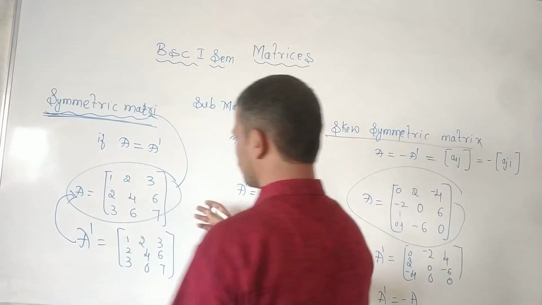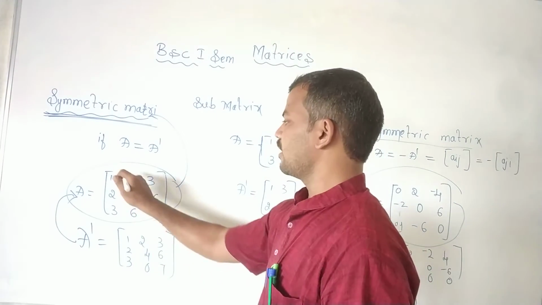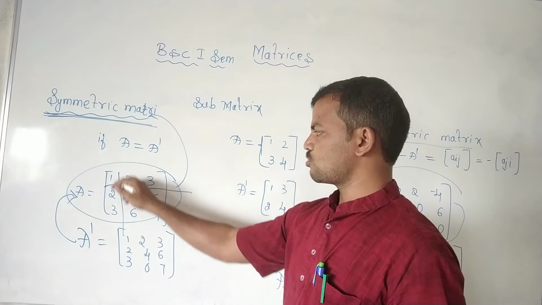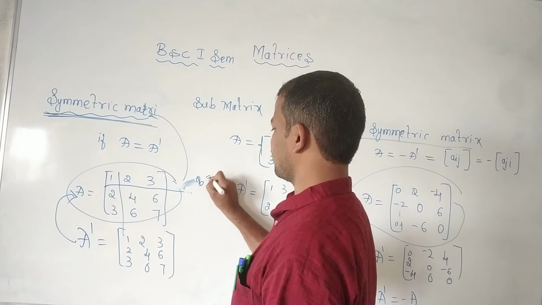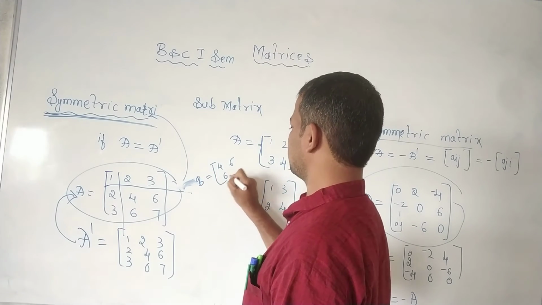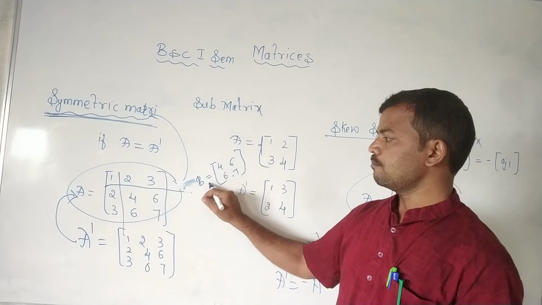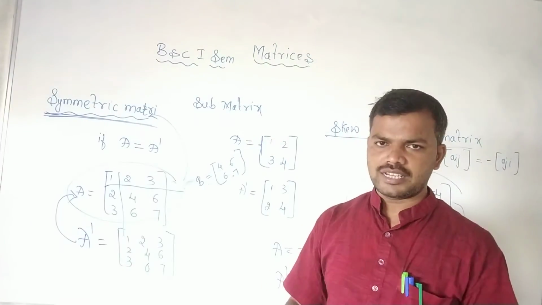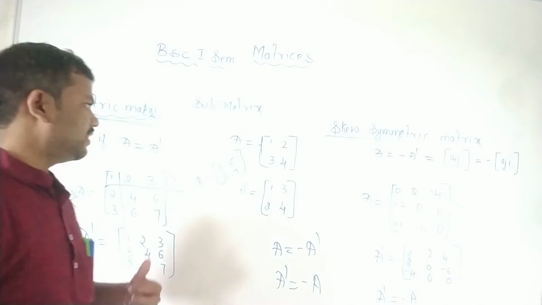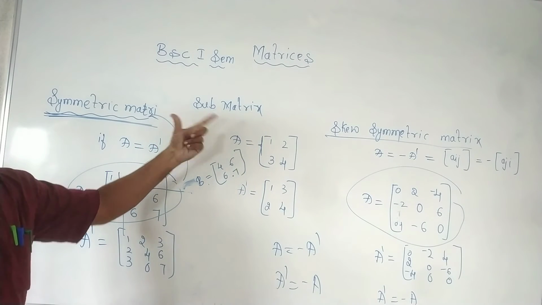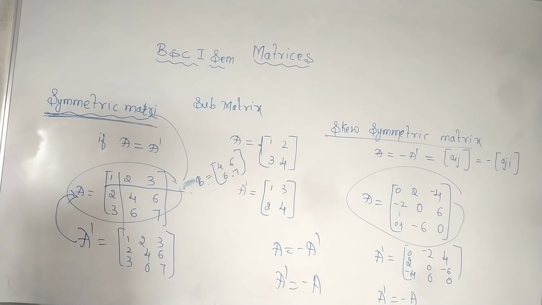For example, you are given a square matrix A, a 3 cross 3 matrix. If we delete the first row and first column, we get the matrix 4 6, 6 7. This is called a submatrix of the given matrix. A matrix obtained by deleting a row or a column or both together is called a submatrix. Next we have to study the minor of a matrix.